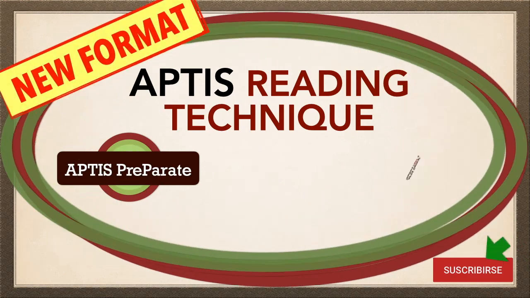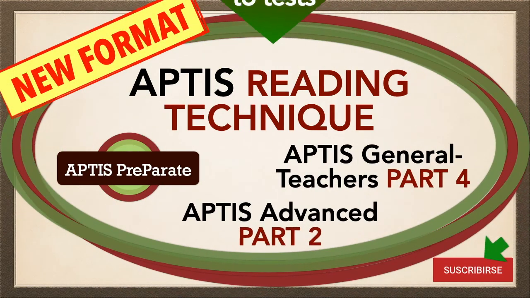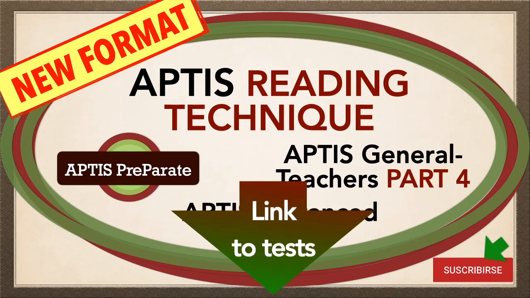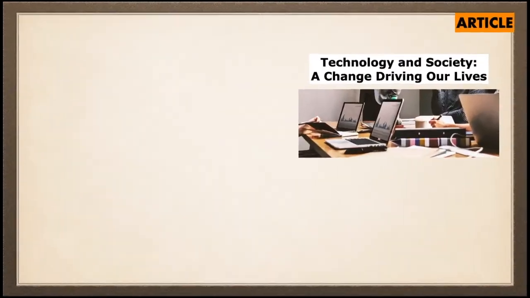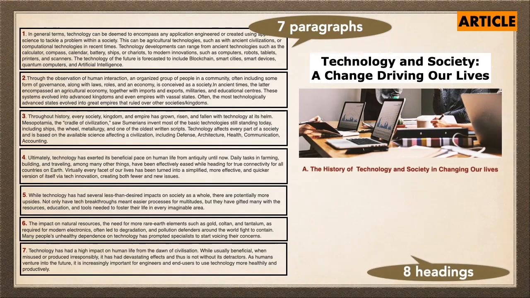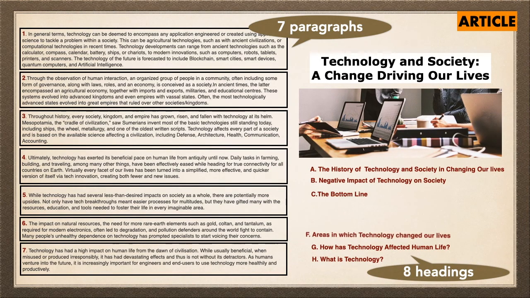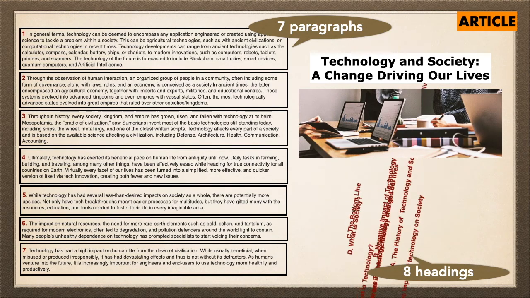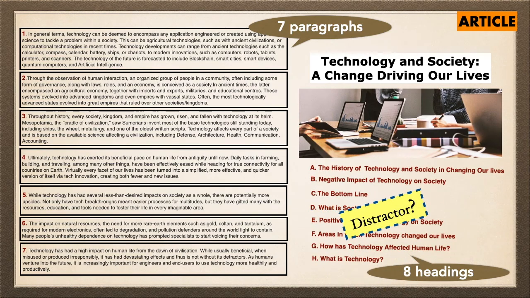Hi everyone and welcome. I'm here today to talk about part 4 of the APTIS reading test. As you know, in this part we are given 7 paragraphs and 8 headings which all together make up an article. We need to match the 7 out of the 8 headings to the 7 paragraphs. We'll have one extra heading.